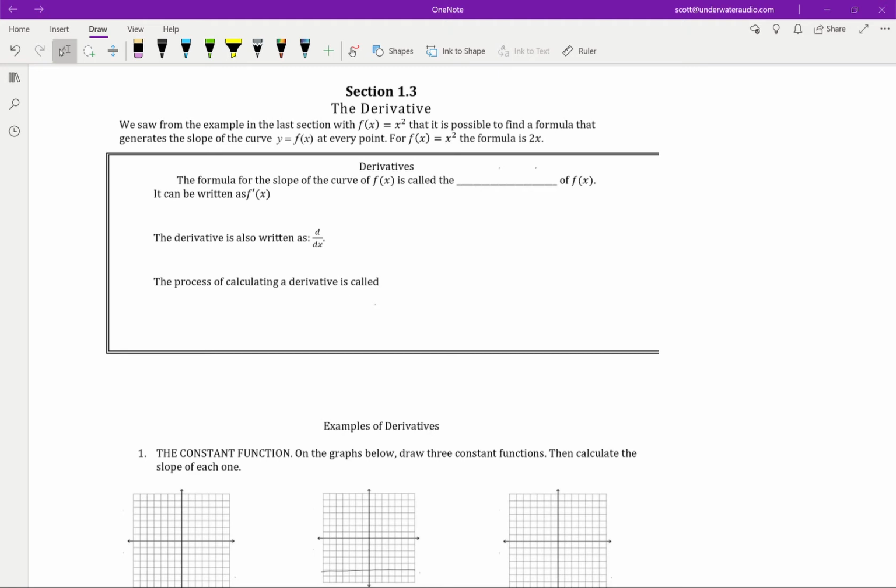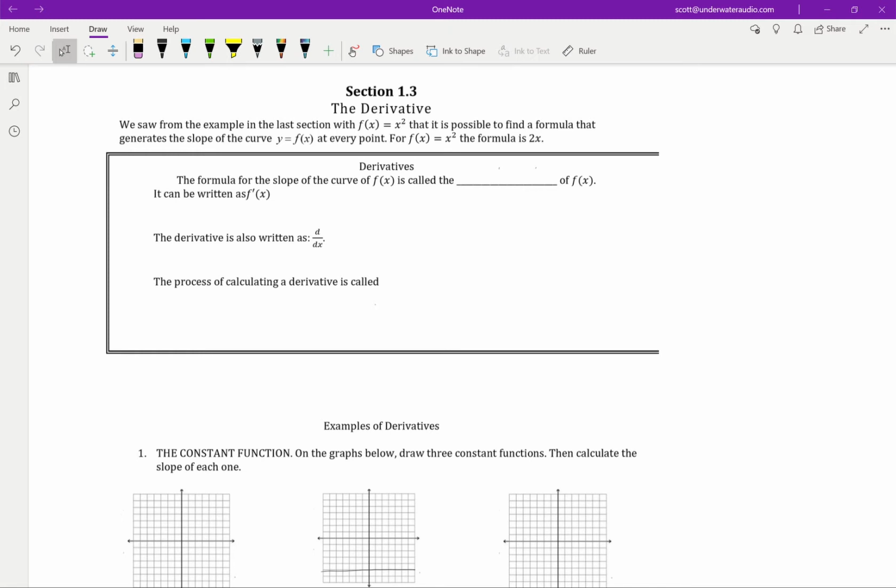So section 1.2 and 1.3 are really closely linked. In section 1.2, basically the whole point of that section is to show you that if you want to find the slope of x squared, you can just use the equation 2x. So if you want to find the slope of x squared at the point x equals 1, it's just going to be 2 times 1.